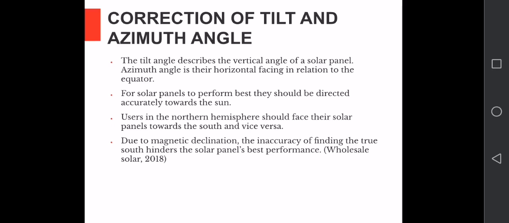As you may already know, solar panels use terminologies based on these definitions. So for a solar panel to perform best, it should be directed accurately towards the sun, as we discussed earlier. In the northern hemisphere, people should face their solar panels towards the south, and users in the southern hemisphere should face their solar panels towards the north. This whole setup is because of magnetic declination. Magnetic declination is the inaccuracy of finding the true south, or the true north if you are in the southern hemisphere. So magnetic declination hinders the solar panel's performance.